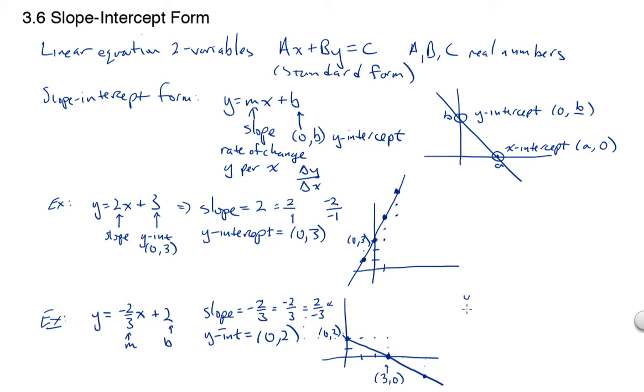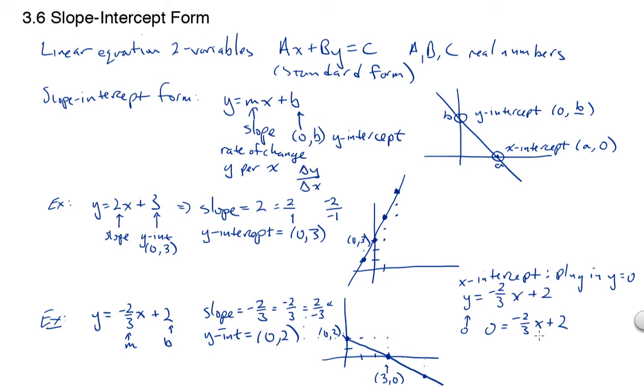So let's rewrite our equation over here. y equals negative 2/3 x plus 2. And let's just plug in 0 for y. When we plug in 0 for y, what do we get? We get 0 equals negative 2/3 x plus 2. And we just solve for x now.